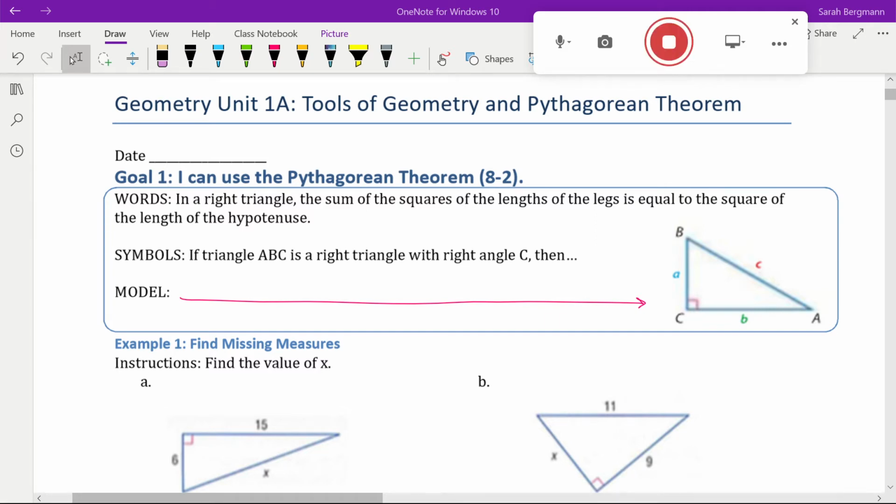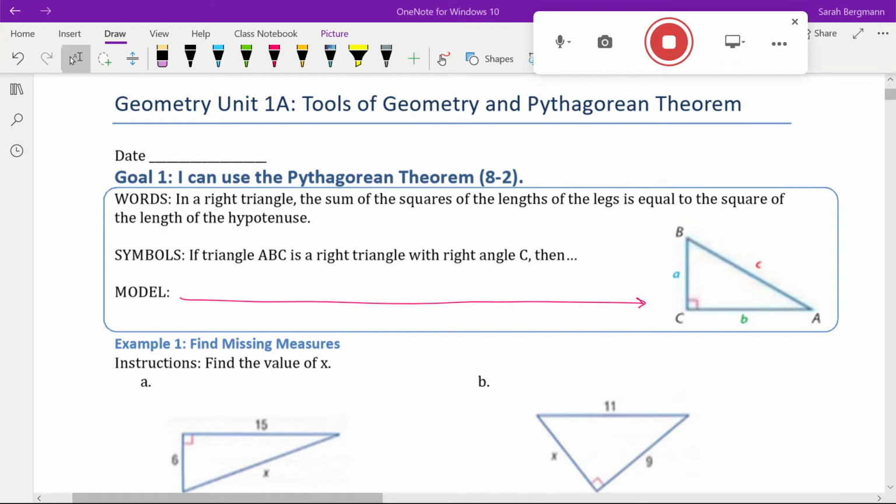Hey guys, today is the very first day of notes for geometry. We are starting out with Unit 1A, Tools of Geometry and Pythagorean Theorem. The very first thing that we are going to talk about is the Pythagorean Theorem. Our goal for today is you can use the Pythagorean Theorem.